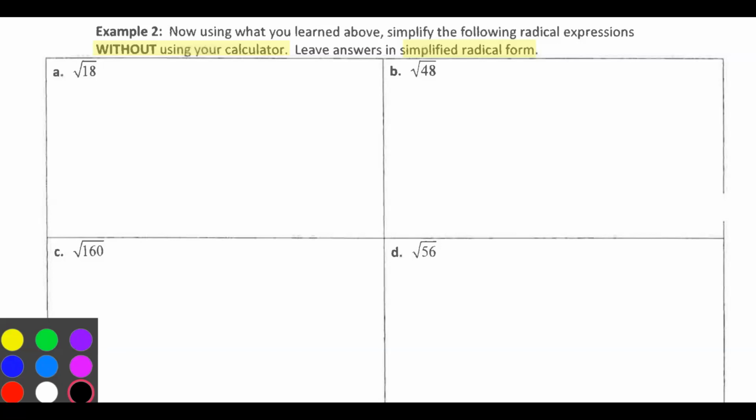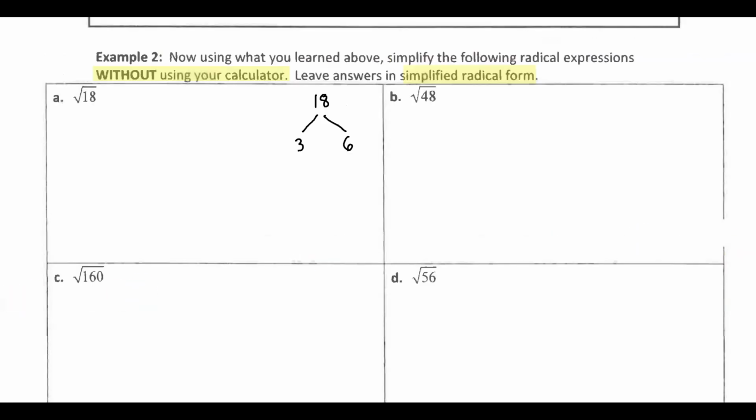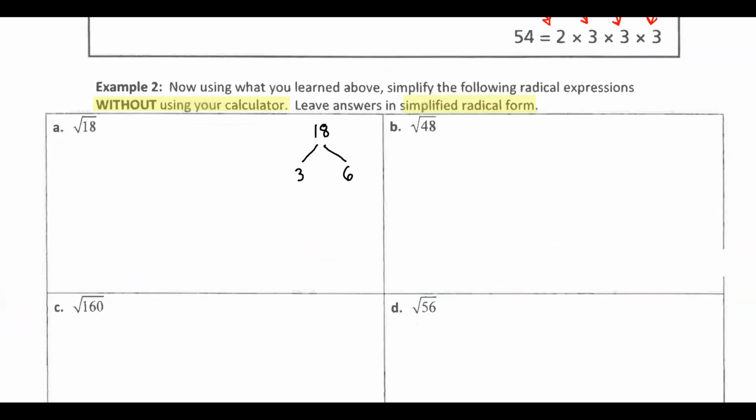Alright, so let's take a look at square root of 18. So over here on the side, I'm going to start my factor tree. So I'm going to put 18 at the top. And then all I need to do is figure out two numbers that when I multiply them I get 18. So I'm going to start with 3 times 6. Okay? Alright, so I'm going to take a step back and I'm going to just rewrite my list of prime numbers so I can refer back to that.